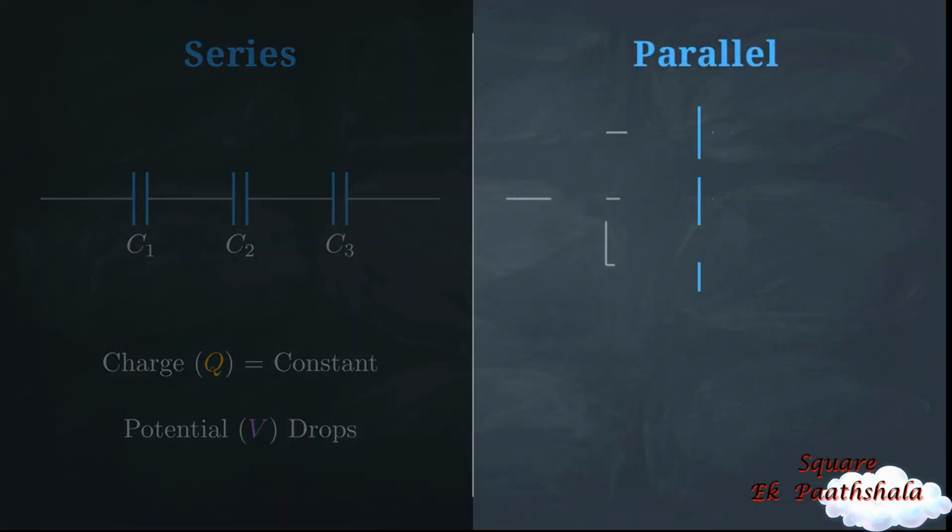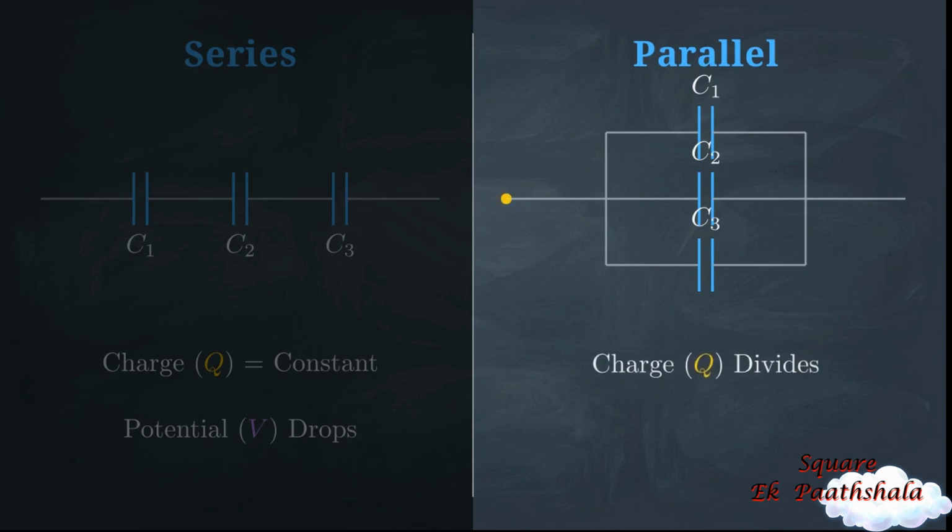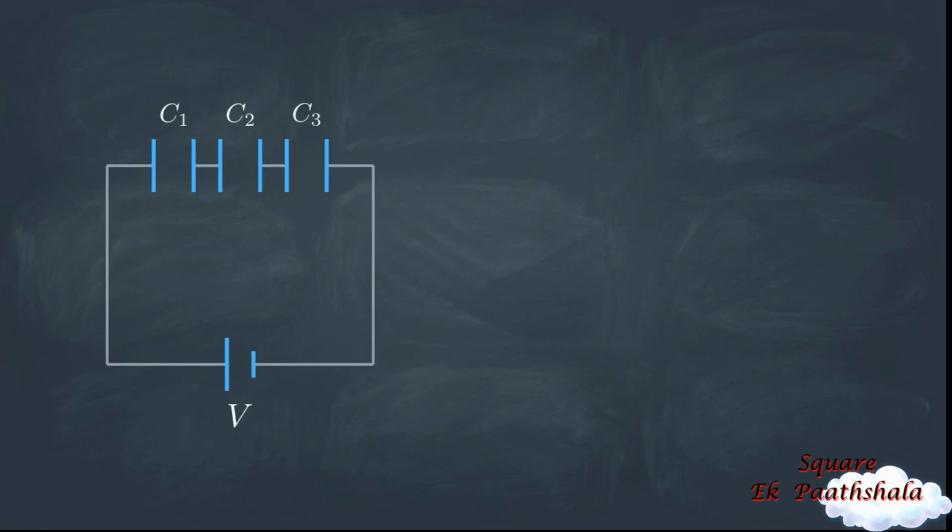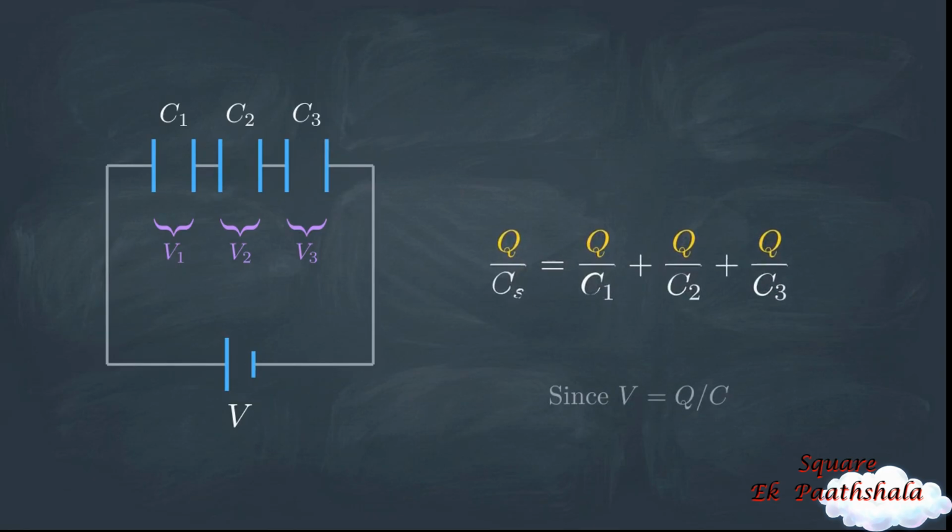On the right, the parallel setup features multiple branches. Here, the charge divides among the branches, but the potential remains identical across every branch. To derive the series formula, we begin with the variable that changes, the potential. The total voltage V is the sum of individual potential drops, V1, V2, and V3.